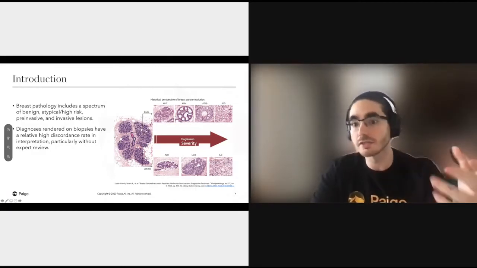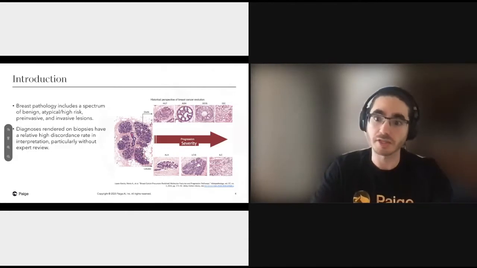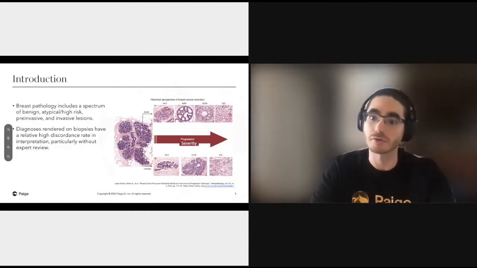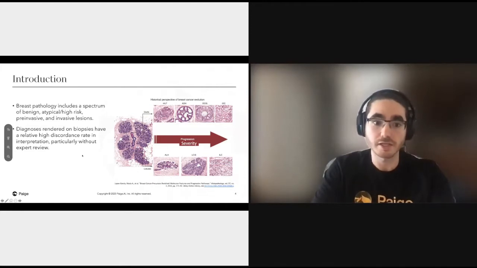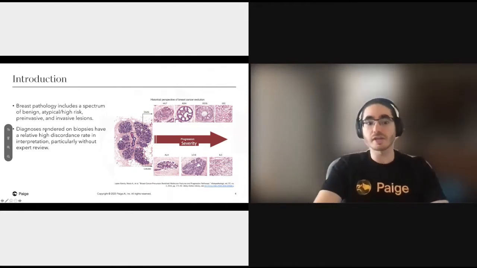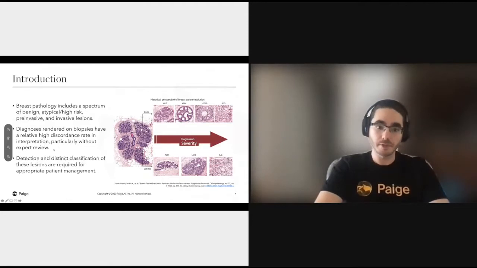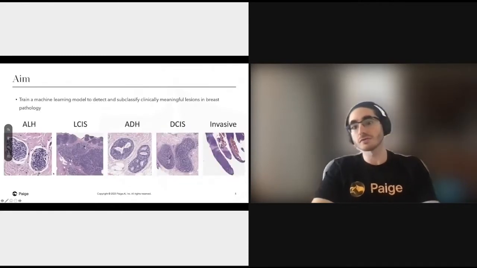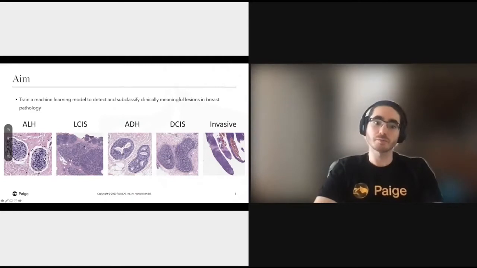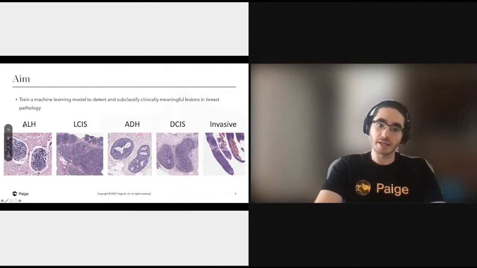And obviously this diagnosis changes the treatment and the outcome. So it is crucial for the pathologist to go through this analysis. And diagnoses on these kinds of biopsies have a relatively high discordance rate, especially without an expert second review. And as I mentioned, this analysis needs to be done for appropriate patient management, right? And so our aim for this model would be to classify a breast slide into these 5 categories: LAH, LCIS, ADH, DCIS, and invasive, right?